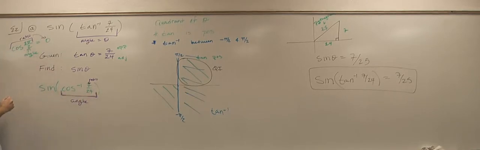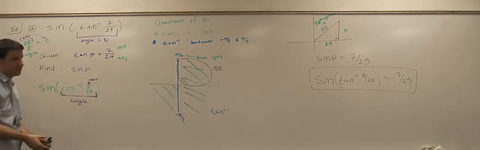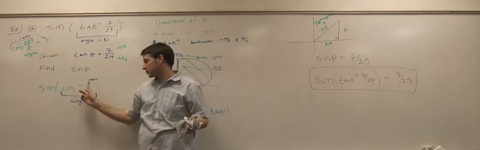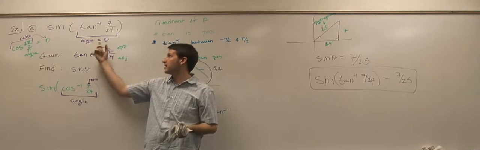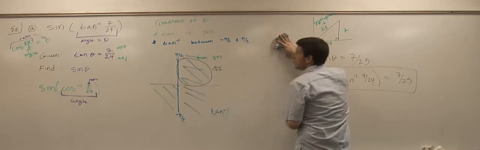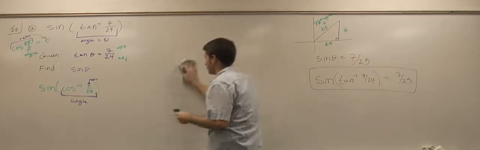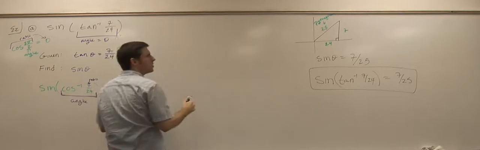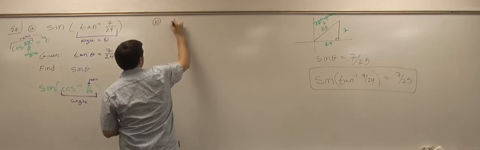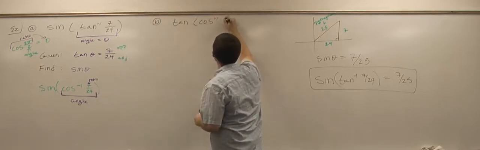So 7/24 would be a ratio, whereas whatever the answer to this inverse cosine is would be the angle. But we don't know. I don't know what the inverse cosine of 7/24 is. That's why I label my angle a variable. So let's try part B here. I give you tangent of cos inverse of -1/4.